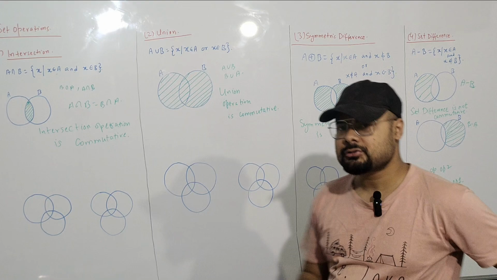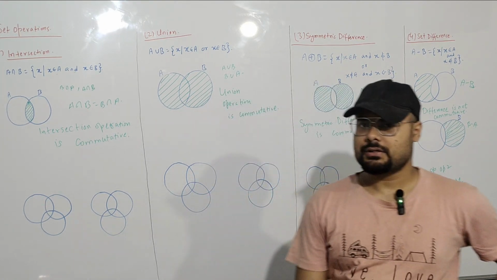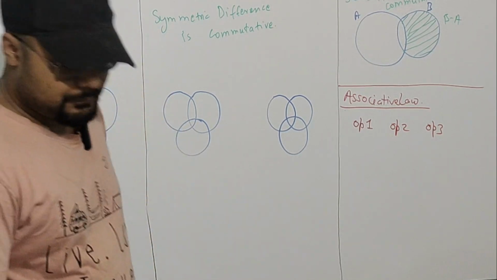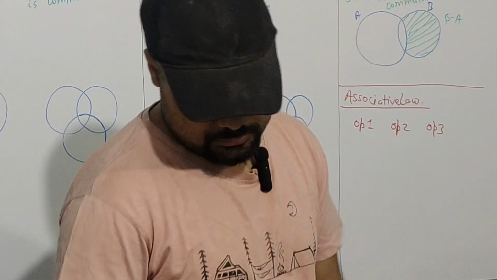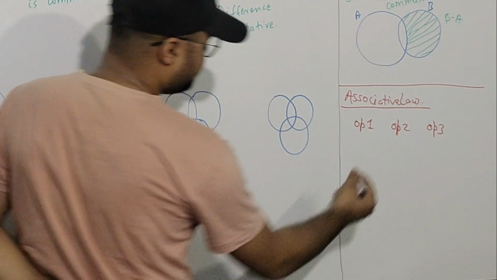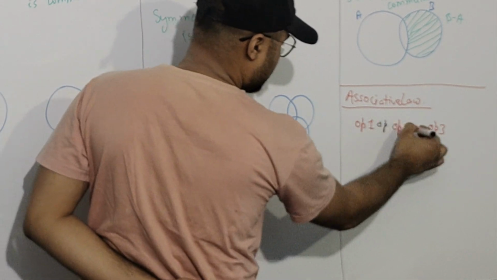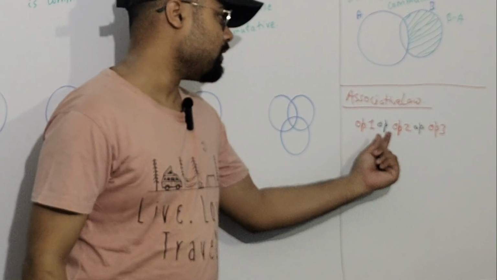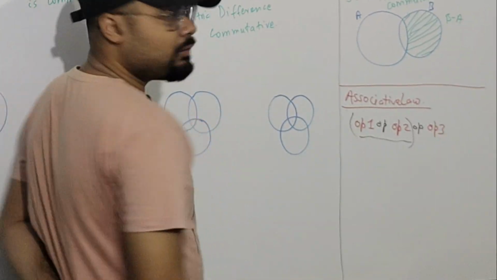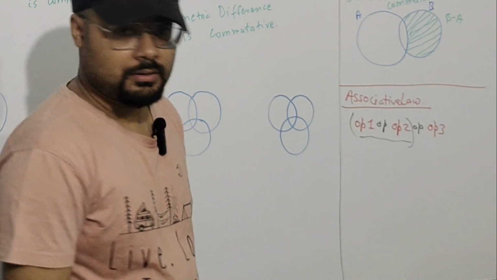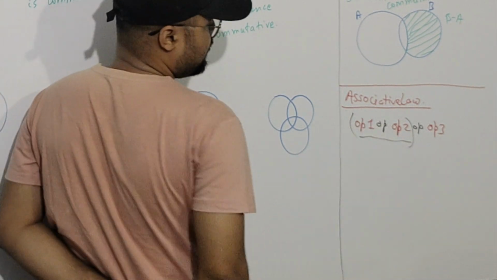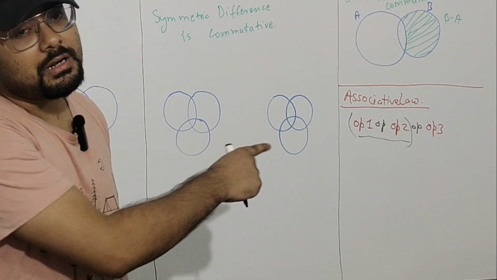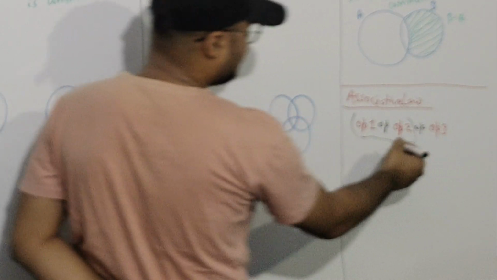There's another law that involves three sets, which is the associative law. You have three operands, and then you have this operation, any operation op, that is to be performed between two sets because op is a binary operation. This is one of the ways you can perform the sequence of op operations when three operands are there. This is called left associative.